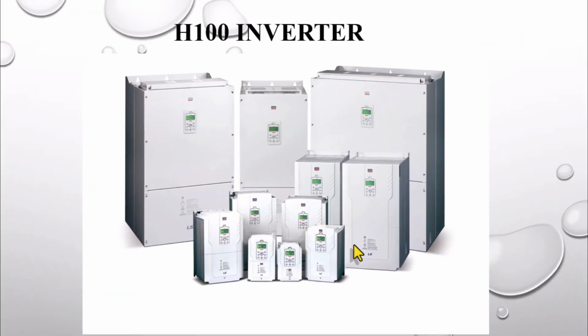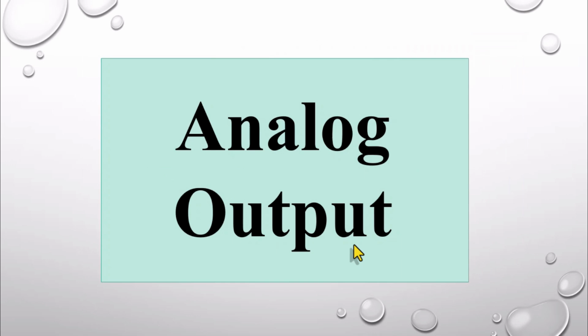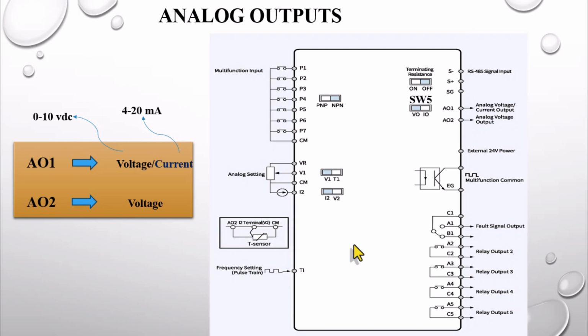Hello friends, in continuation of the instructional videos on this LS brand H100 inverter, today we want to talk about the analog output of this H100 inverter. As you can see, the H100 inverter has two analog outputs, a voltage analog output and a current analog output. The analog output AO1.